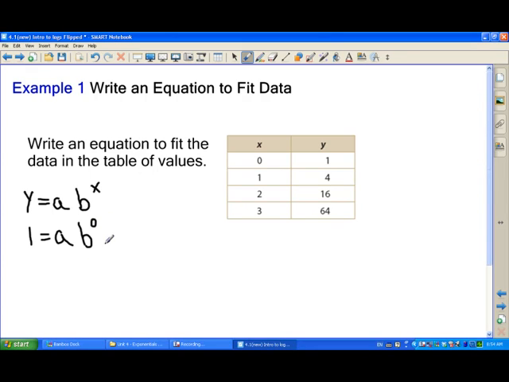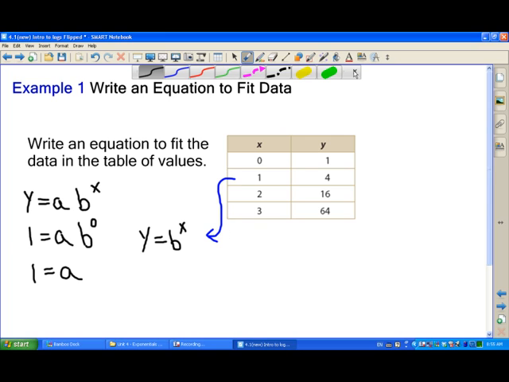Anything raised to the power of 0 becomes 1. So this tells me that my a value, my constant, is 1. My second number that I can pick, I'll pick an x value of 1. So my y value is 4 when my x value is 1.